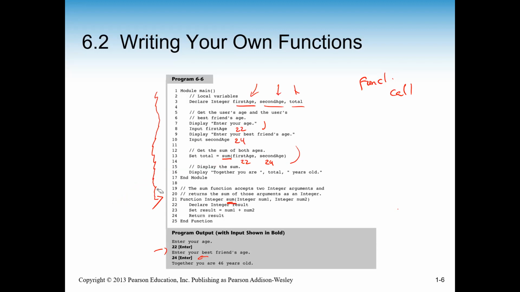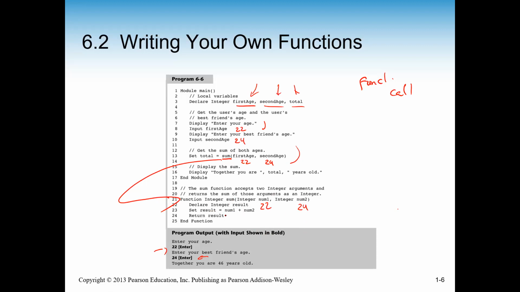So then what you do is you jump. It's like you jump from here to the function definition. So what is the value of num1 now? It won't be 22. Very good. What's the value of num2? 24, very good. So then I go in here, num1 plus num2 is what? 46.